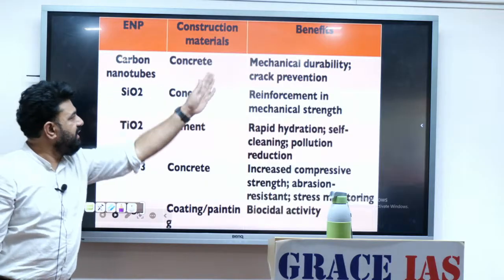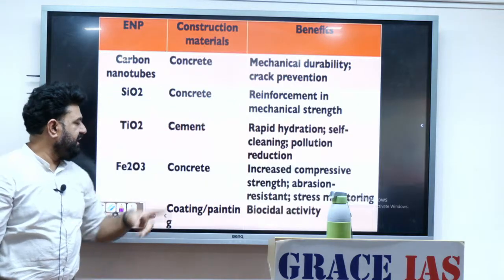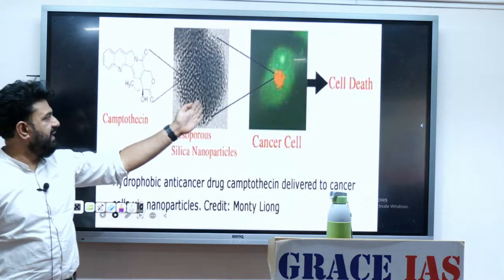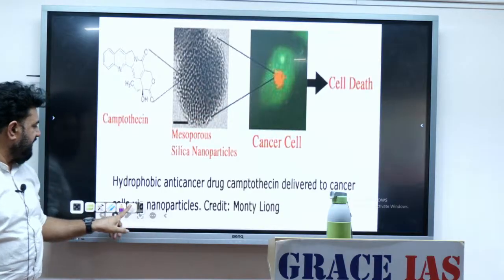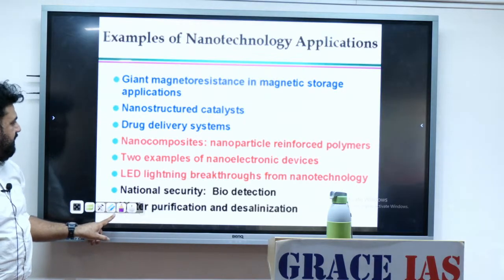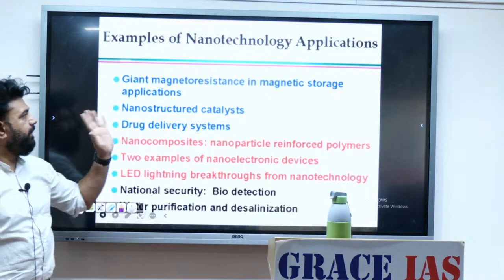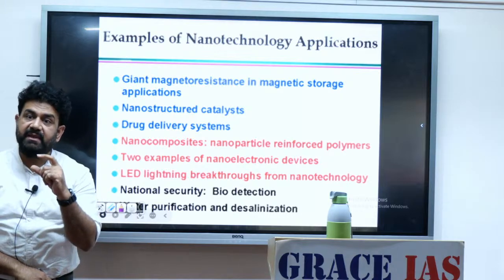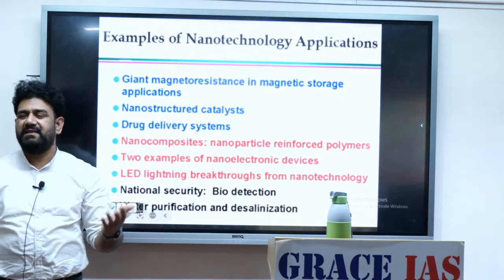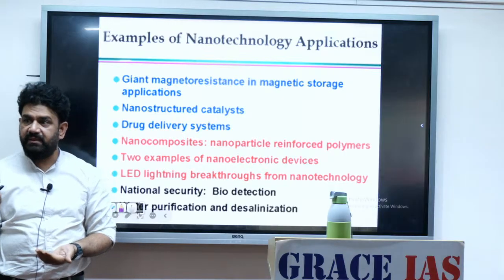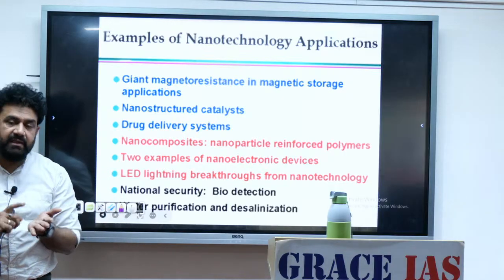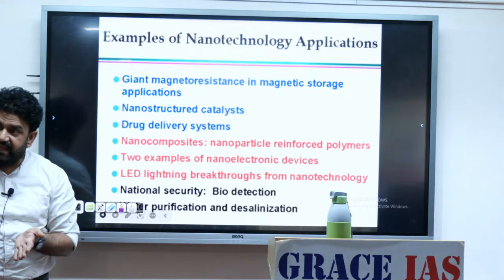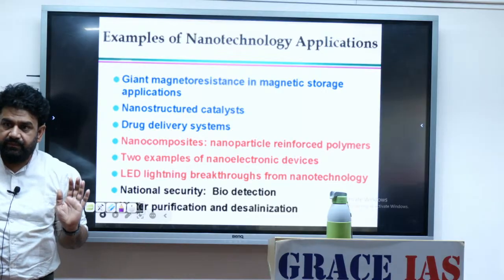In structural engineering also, we can use nanomaterials which will increase the strength and durability of structures. Camptothecin cancer drug can be delivered directly to cells in cancer treatment here. So those are certain applications of nanotechnology. What you should know is the working principle behind nanotechnology. Applications are easy to understand, but if you know the working principle, everything would be clear to you. Whatever you read in the newspaper regarding nanotechnology, current affairs, you can understand it now better than before. That is the goal. Yes.